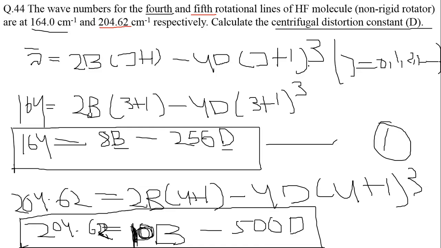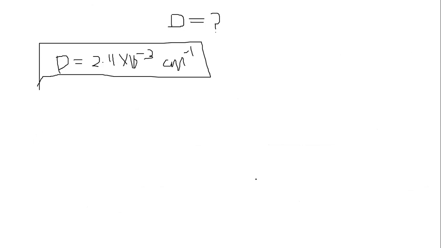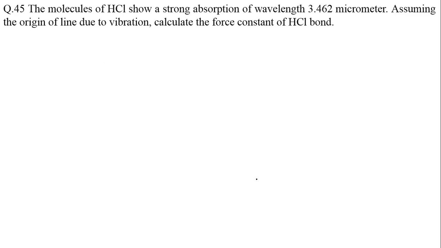When we put the values for the fourth and fifth rotation, for the fourth rotation J is 3 and for the fifth rotation J is 4. So 164 is equal to 2B into (3 plus 1) minus 4D into (3 plus 1) cube, and 204.62 is 2B into (4 plus 1) minus 4D into (4 plus 1) cube. When we solve the two equations, the value of D will be 2.11 into 10 to the power minus 3 centimeter inverse. So let's proceed towards the next problem.